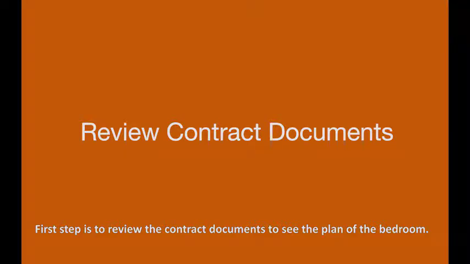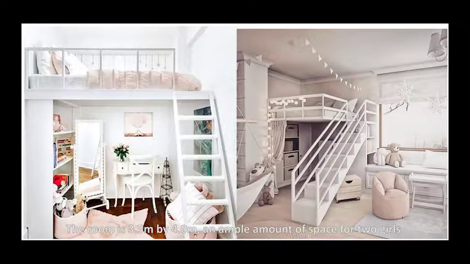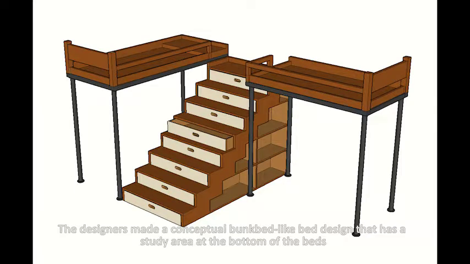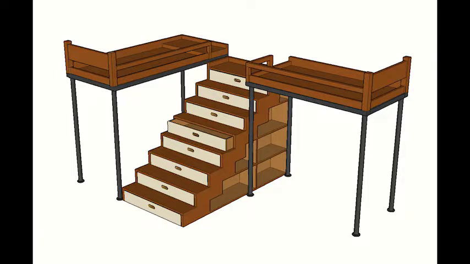First step is to review the contract documents to see the plan of the bedroom. The room is 3.5 meters by 4 meters, an ample amount of space for two girls. The designers made a conceptual bunk bed-like design that has a study area at the bottom of the beds. Its stairs are also used as extra storage space for toys, clothes, and the like.